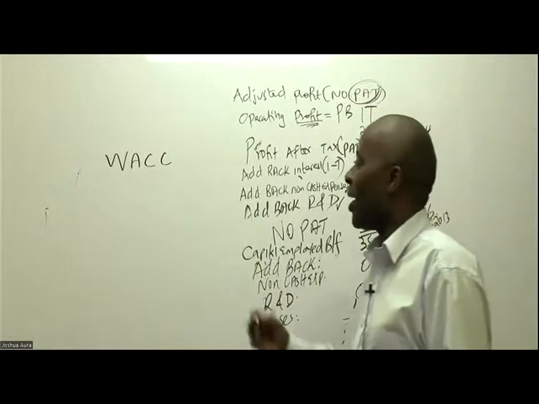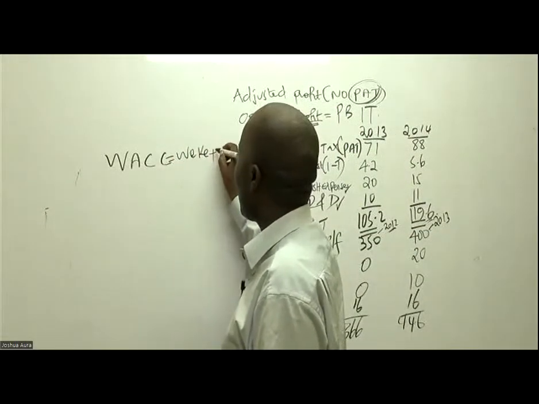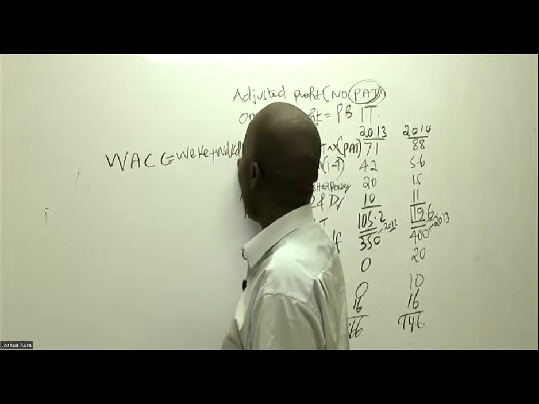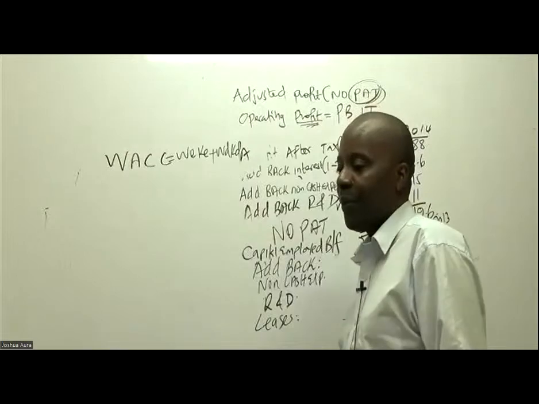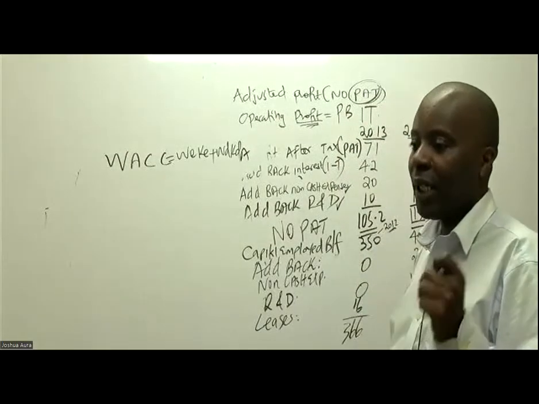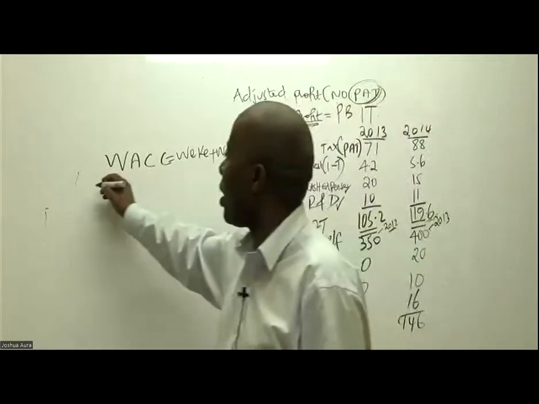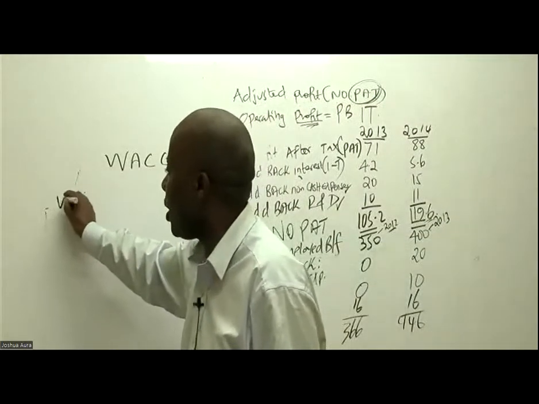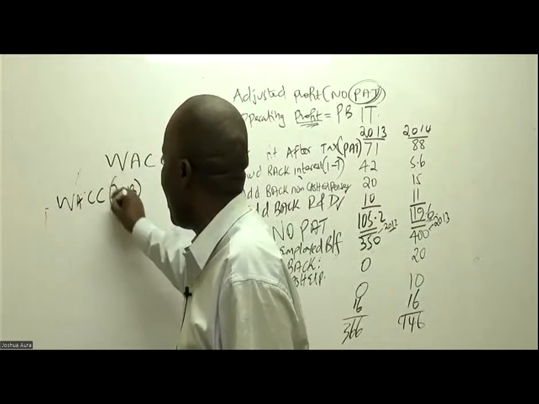So WACC is equal to weight of equity times cost of equity, plus weight of debt times cost of debt, but after who? Cost of debt after tax. Cost of debt after taxation. Remember, we'll compute two WACCs. Give me the WACC of the year 2013.